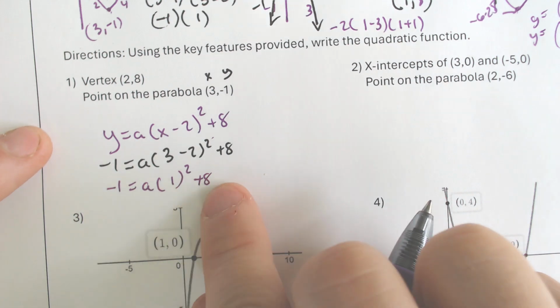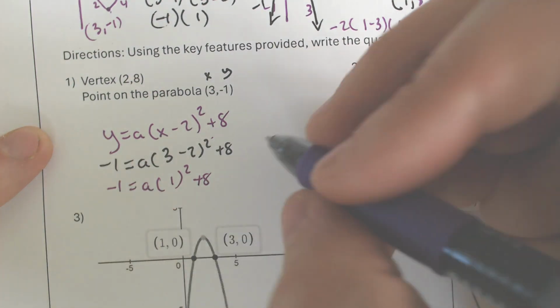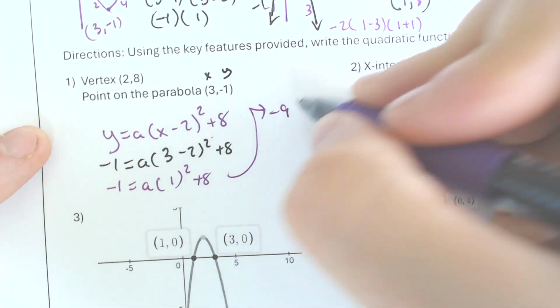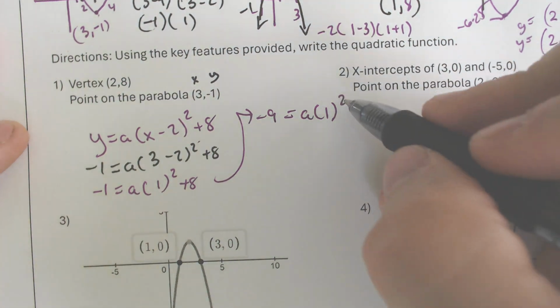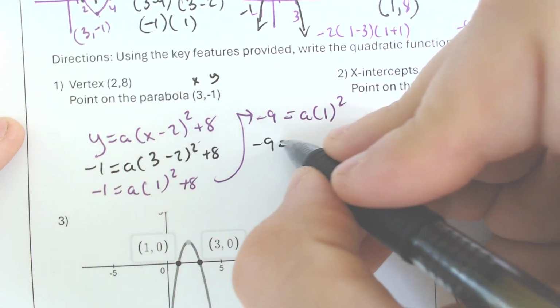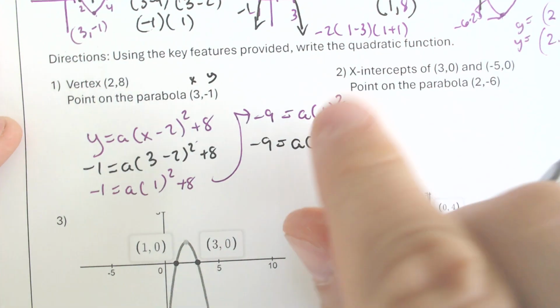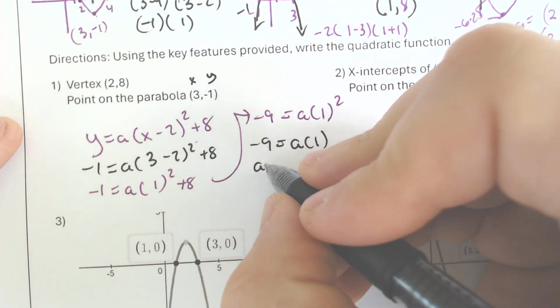Let's solve for a. We're going to subtract the 8 over. That makes -9 is equal to a times 1 squared. Square, and you get -9 is equal to a times 1. Divide by the 1, a would equal -9.